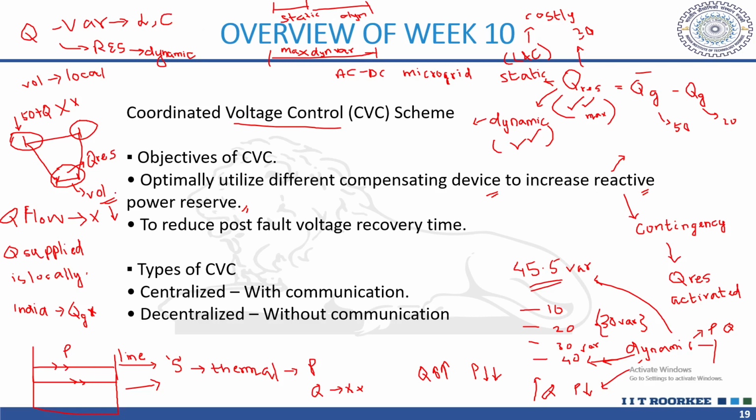Okay, I think, yeah, so this dynamic VAR management is possible through inverter based renewables, like your wind farms, then inverter connected PV battery systems. Similarly, Q support from your synchronous generators is also a type of dynamic VAR.